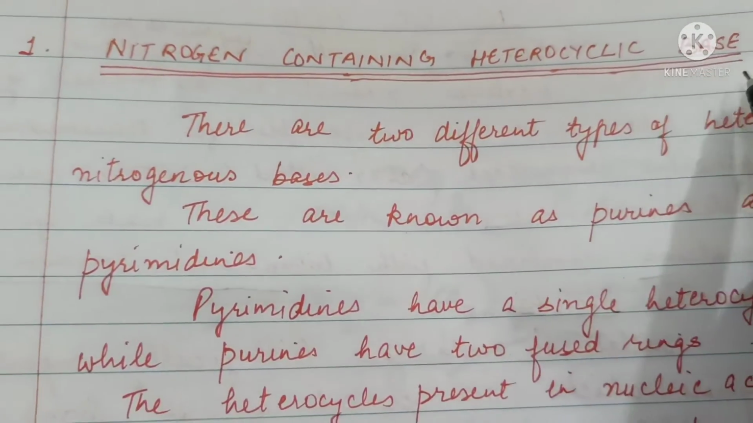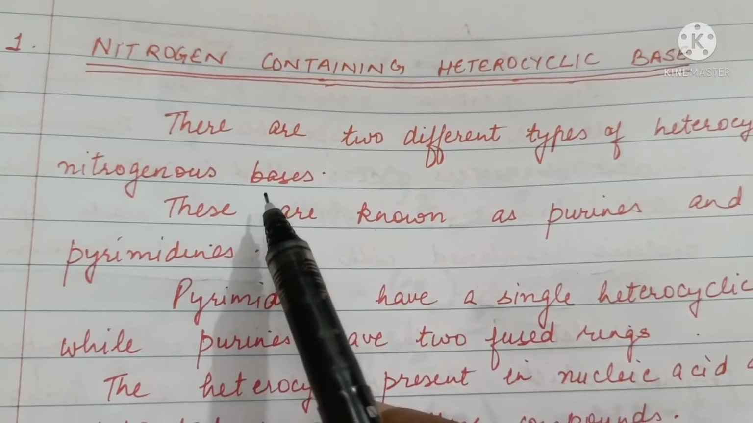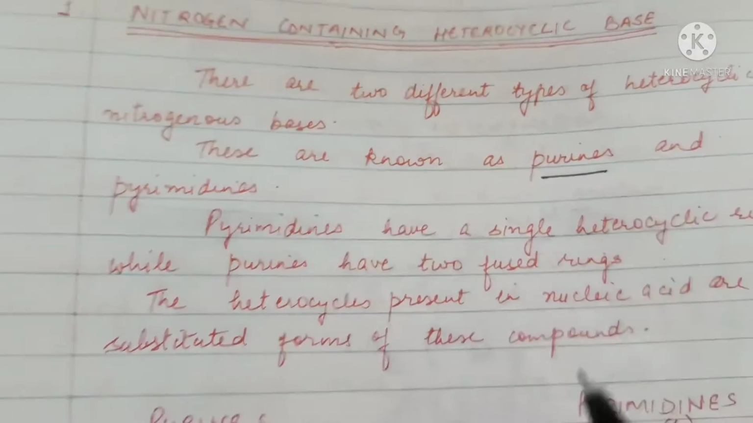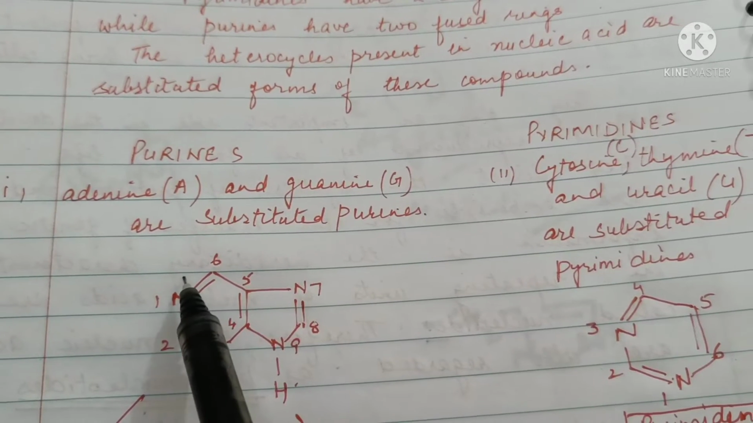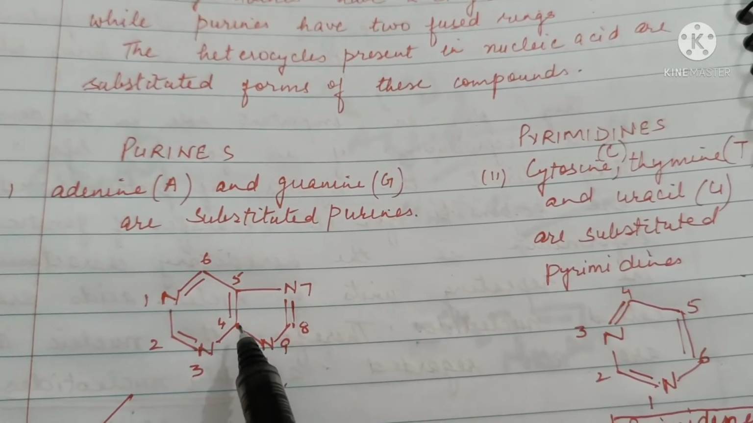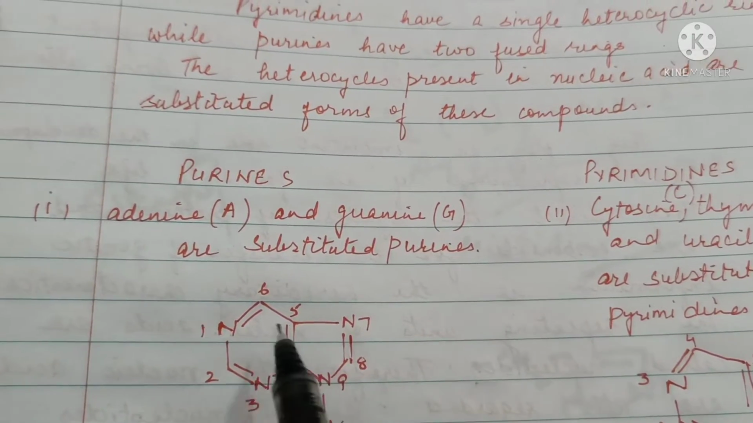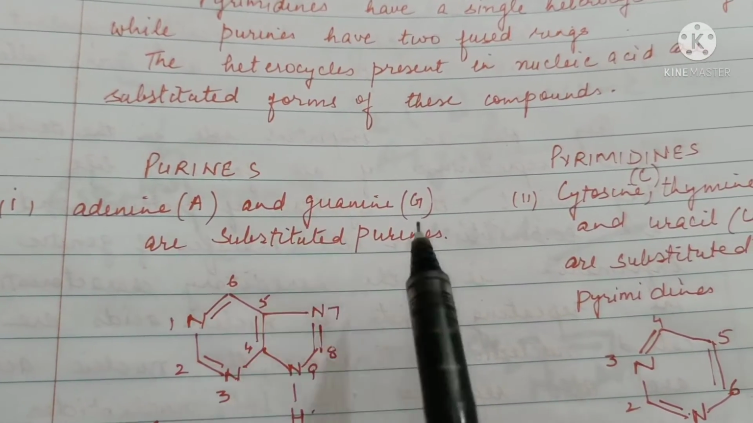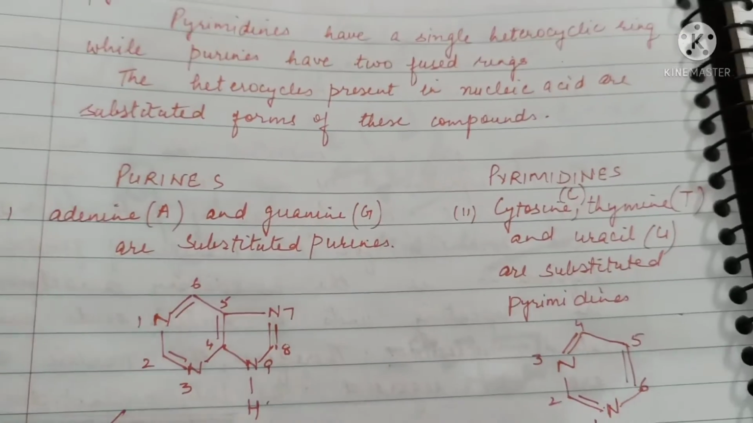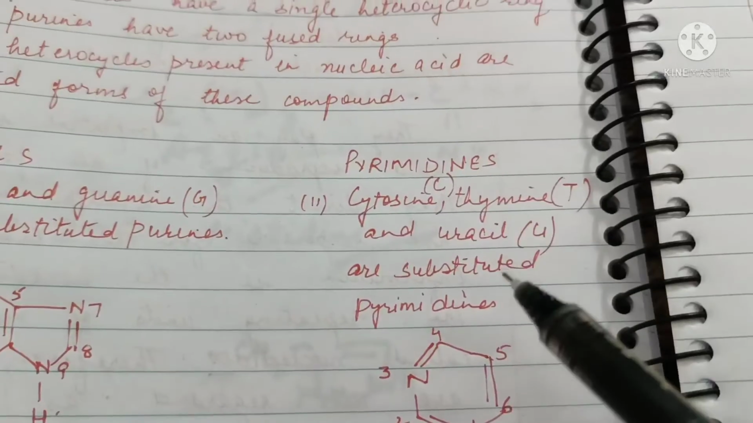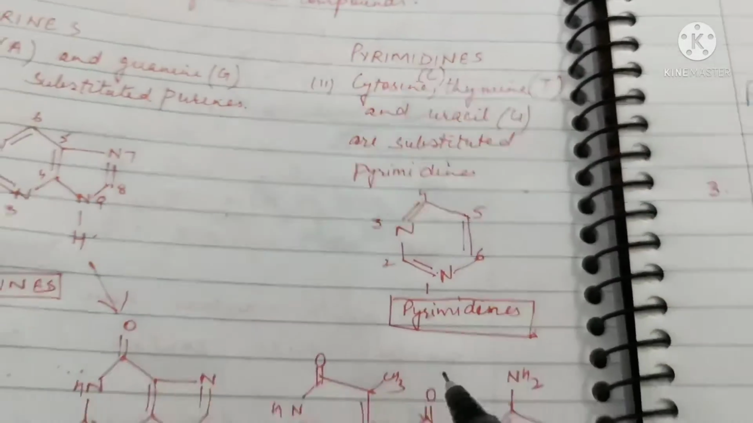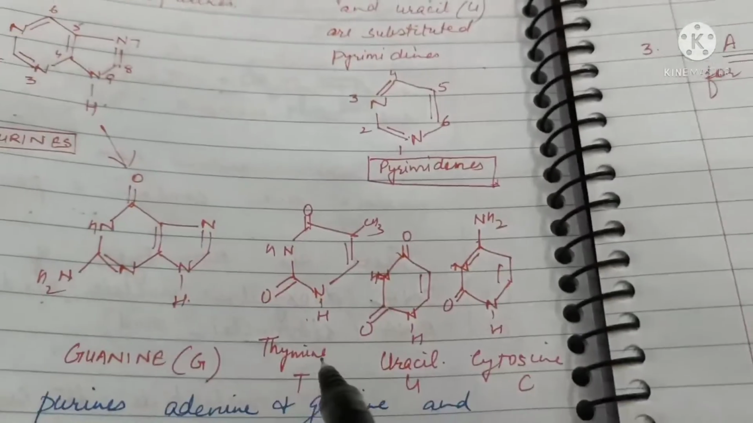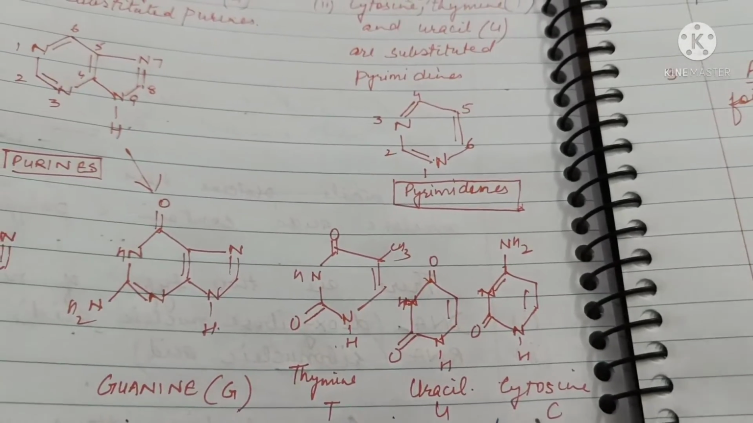A nitrogen containing heterocyclic base. Nitrogen bases can be of two types: purines and pyrimidines. Purines have a heterocyclic 6-membered ring fused with a heterocyclic 5-membered ring. There are two purines, adenine and guanine. And pyrimidines are 6-membered heterocyclic rings containing 2 nitrogen atoms. There are 3 substituted pyrimidines: thymine, uracil, and cytosine.